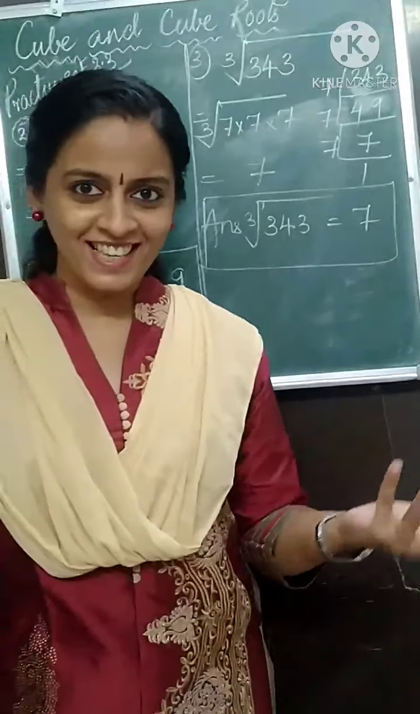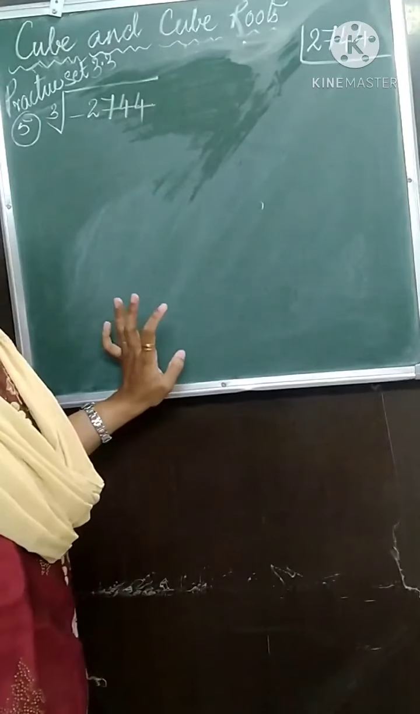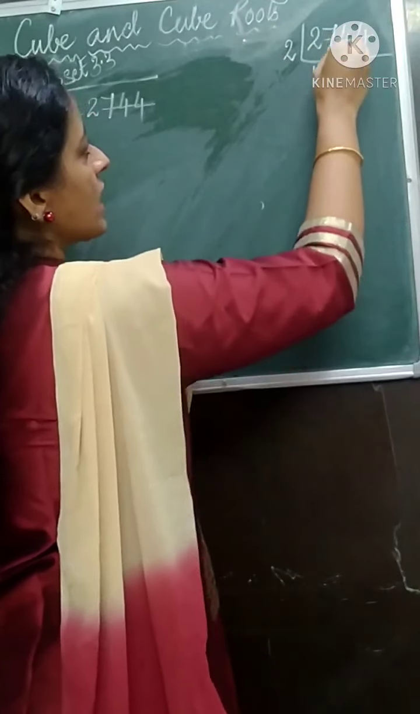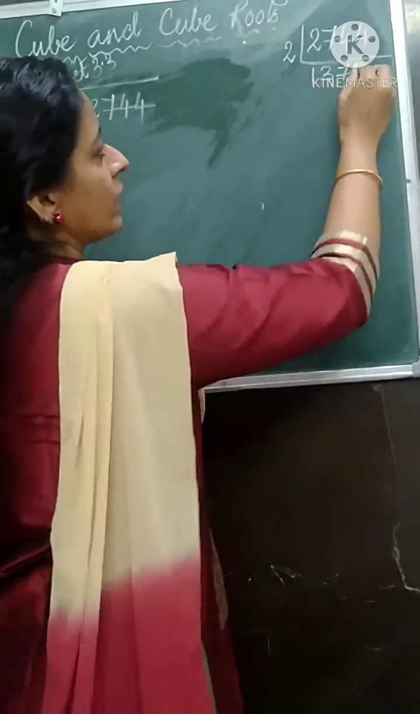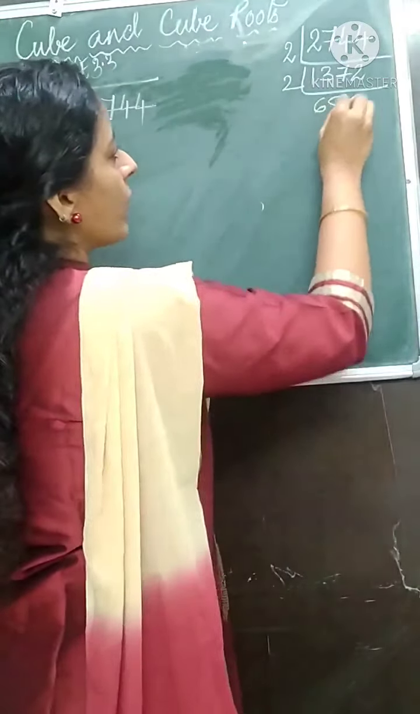Understood? Is it easy? Just the fifth sum. Cube root of minus 2744. Let us factorize. 2 1s are 2, 2 3s are 6, 2 7s are 14, 2 2s are 4. Again 2's table. 2 6s are 12, 2 8s are 16 and 2 6s are 12.